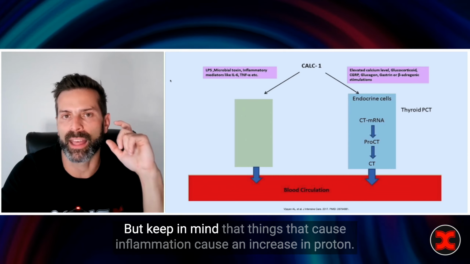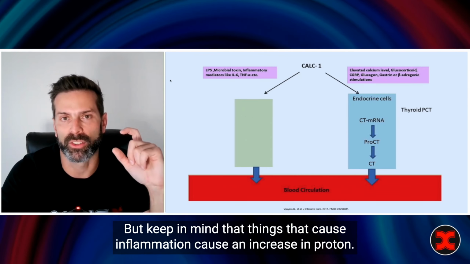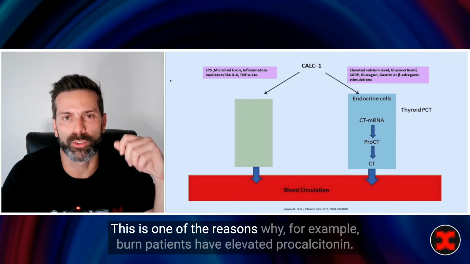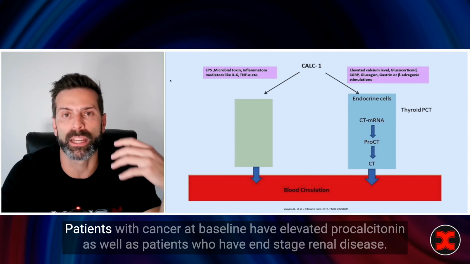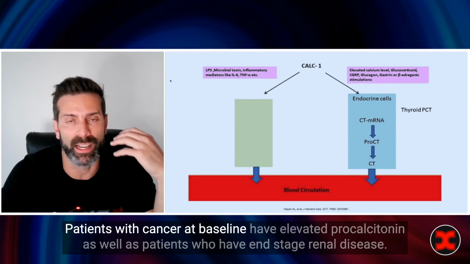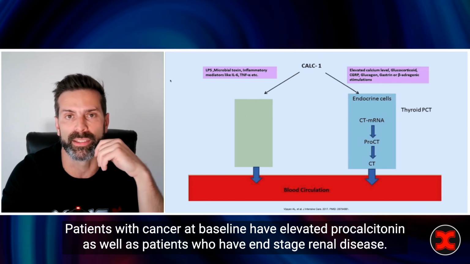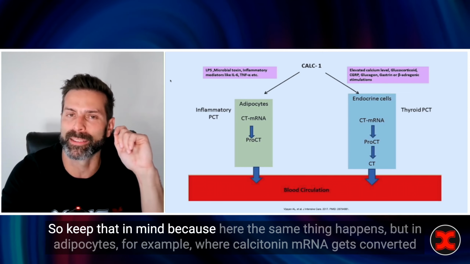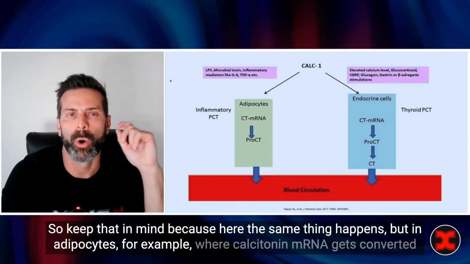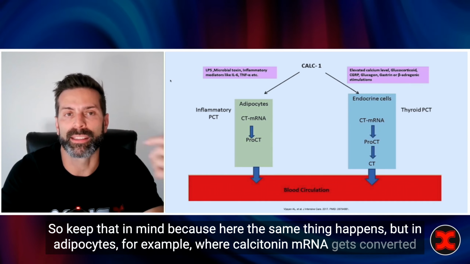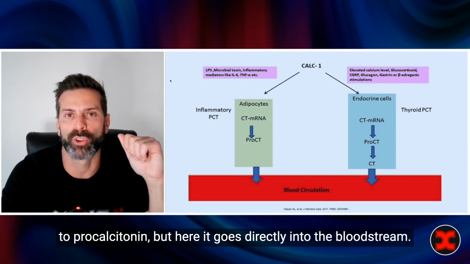But keep in mind that things that cause inflammation cause an increase in procalcitonin. This is one of the reasons why, for example, burn patients have elevated procalcitonins. Patients with cancer at baseline have elevated procalcitonins, as well as patients who have end-stage renal disease. So keep that in mind, because here the same thing happens, but in adipocytes, for example, where calcitonin mRNA gets converted to procalcitonin, but here it goes directly into the bloodstream.